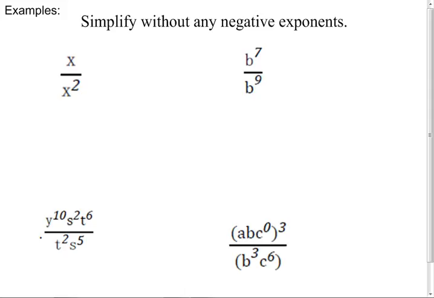Okay, so let's try some problems. Now, I don't like to work with negative exponents. If they're negative, I get rid of them. So all I do is I look at this and I say, I have one x in the numerator and 2 in the denominator. Where do I have more x's? So that's x here, and what goes up here?